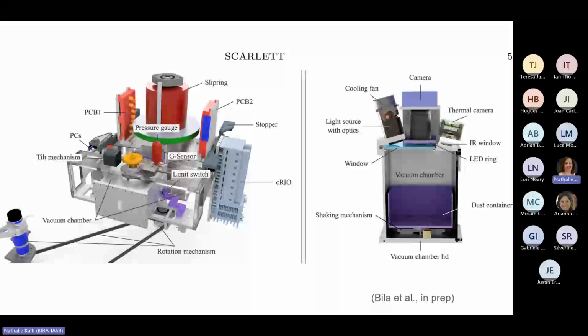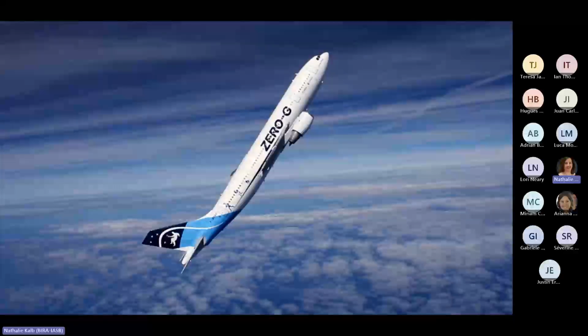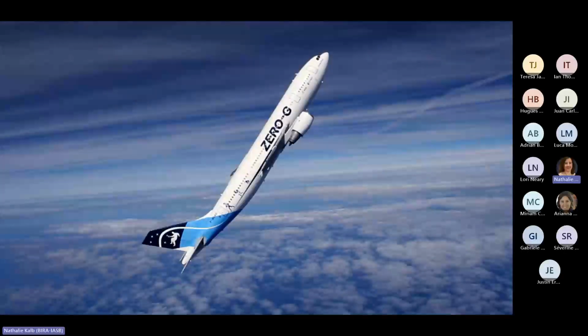So it's not yet cold temperature. We currently use just air, no CO2, but it's already kind of very complex. So it really took us a lot of development to do this. And we recently, in May, put this in a parabolic flight for the first time.